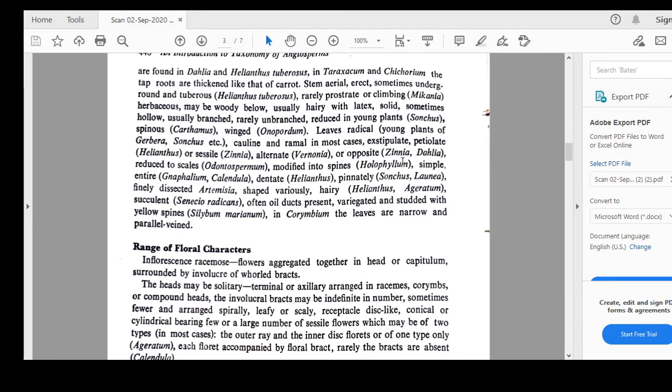Now leaves. Leaves radical in young plants of these, Gerbera, Sonchus, etc., cauline and ramal in most of the cases. Exstipulate, absent. Petiolate, Helianthus, or sessile, Zinnia. Alternate in Vernonia or opposite in Zinnia, Dahlia. These are varieties in leaves. Reduced to scales, Odontospermum. Modified into spines in Holophyllum. Simple, entire in Nephalium, Calendula. Dentate in Helianthus. Pinnately lobed in Sonchus and Launaea. Finely dissected in Artemisia.